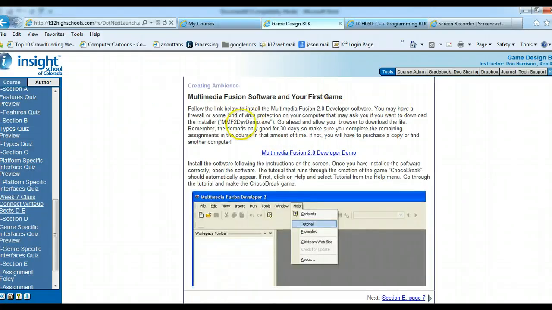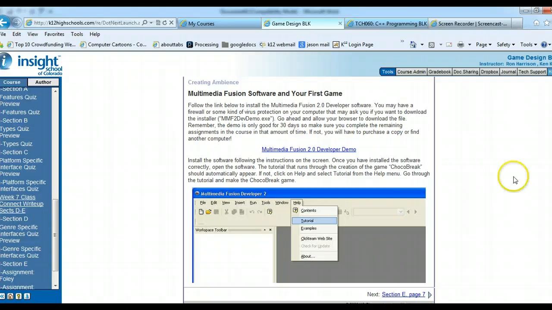Downloading Multimedia Fusion. So in this assignment, you're going to go to this link right here, download Multimedia Fusion. And once you download and install it, then you open it, and it'll take you through a tutorial called Choco Break. And Choco Break, it'll demonstrate for you how to create this game called Choco Break. It's important that you do this because this is going to be the practice for the graded assignment. So you download Multimedia Fusion, work through the tutorial creating a game called Choco Break, follow the steps exactly. Or you can go to Help, tutorial from the Help menu to do the Choco Break game.